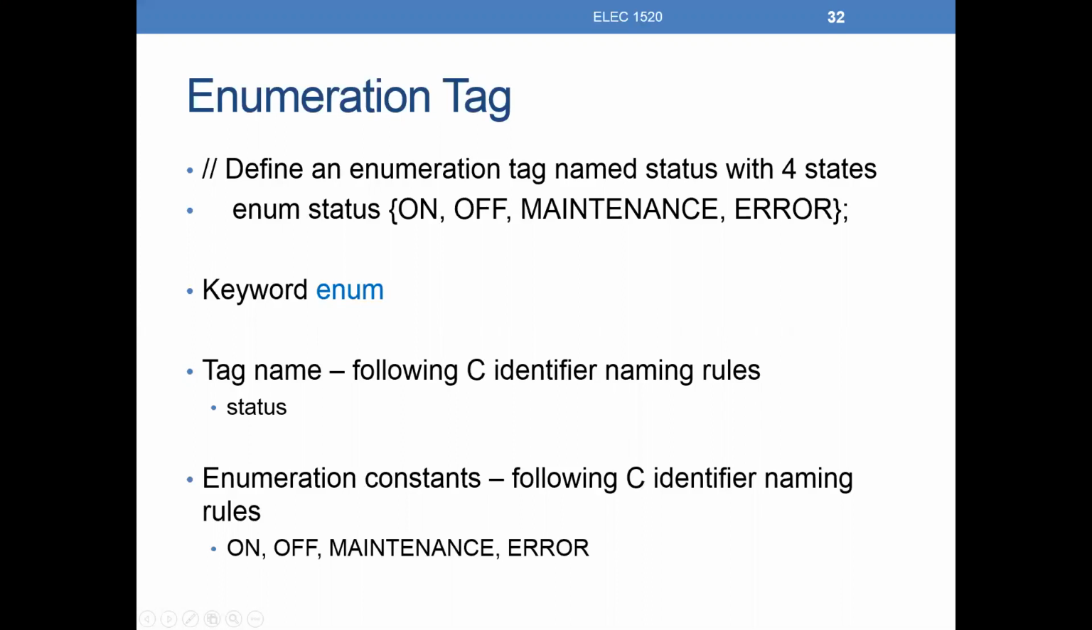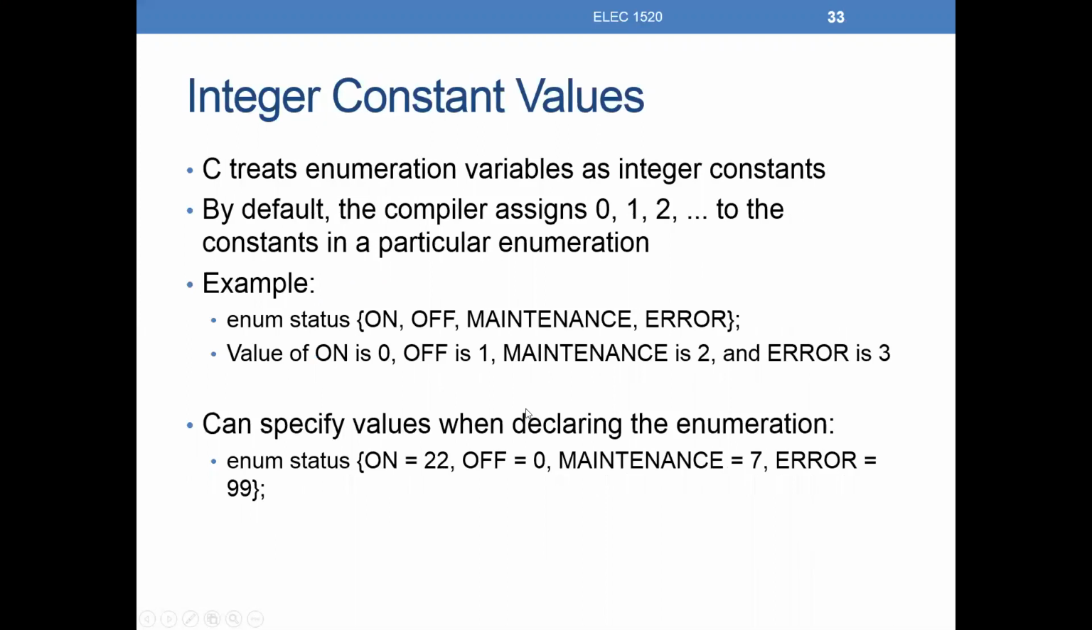My tag name was status; PowerPoint had capitalized it for me. And it had these 4 enumeration constants: on, off, maintenance, and error. Notice they go inside curly brackets, and it ends with a semicolon. By default, the compiler is going to assign 0, 1, 2, and 3 to these constant values.